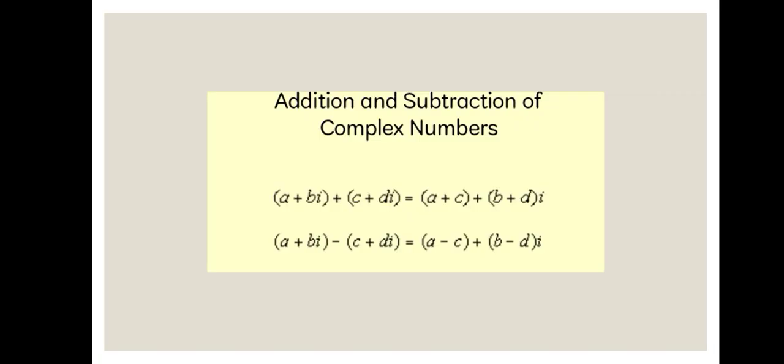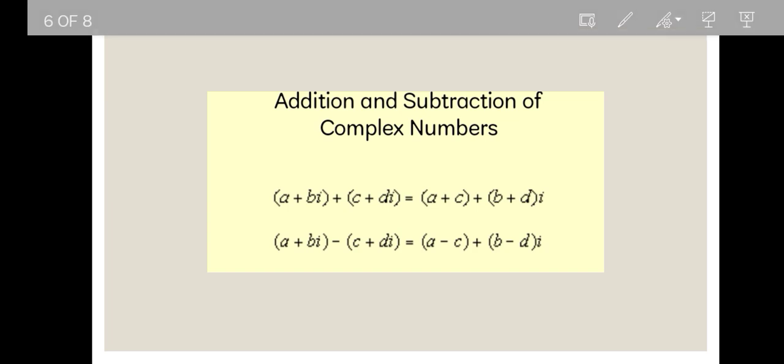Next is addition and subtraction of complex numbers. The first one, a plus bi plus c plus di is equal to a plus c plus b plus d times i. Or a plus bi minus c plus di is equal to a minus c plus b minus d times i. In other words, when you add or subtract two complex numbers together, you add or subtract the real number parts together, then add or subtract the imaginary number parts together and write it as a complex number in standard form.